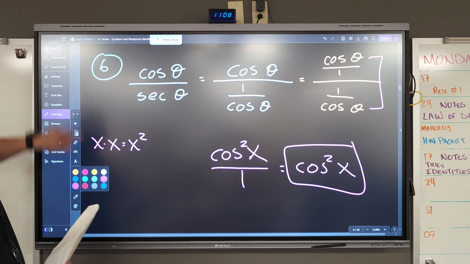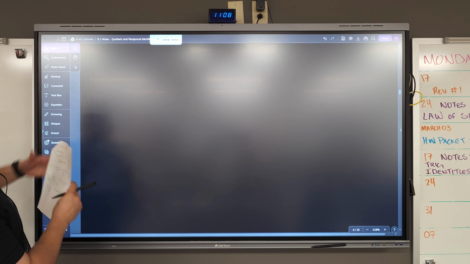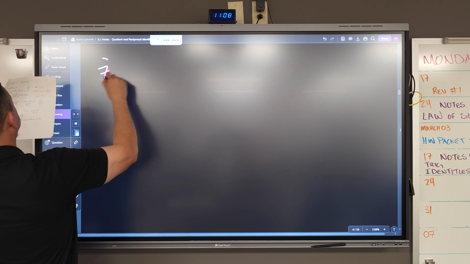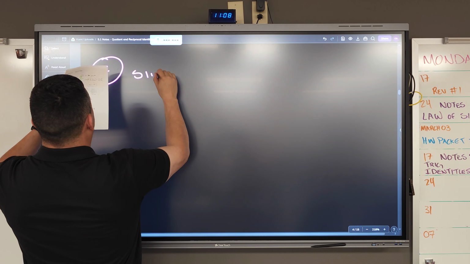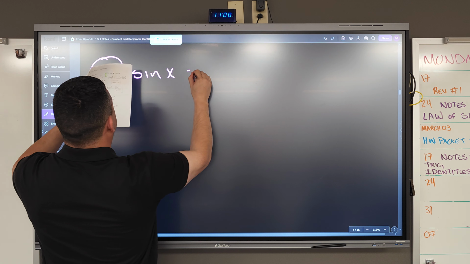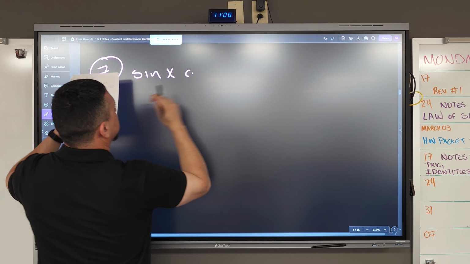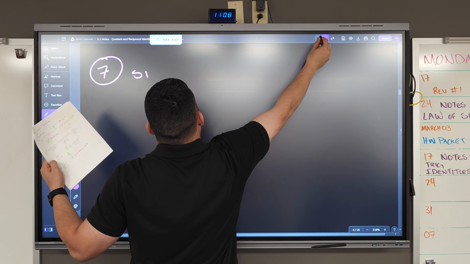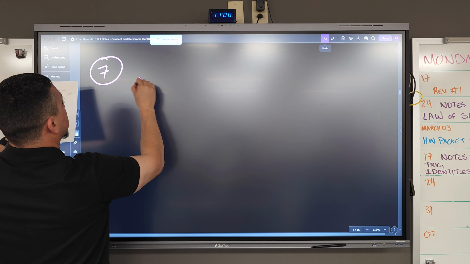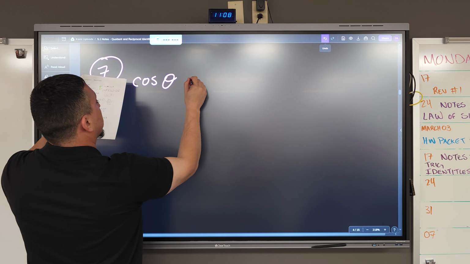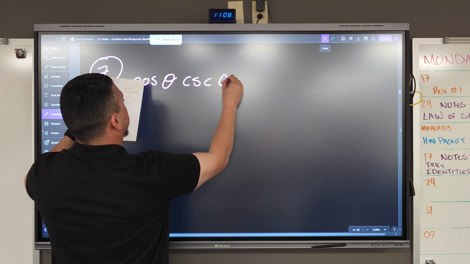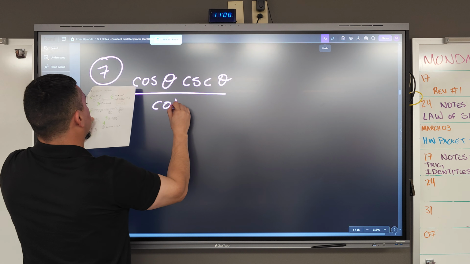All right, let's try one with more stuff. 7. Sine x. Nope, sorry, not sine. I looked at the wrong one. Cosine theta, cosecant theta, cotangent theta.